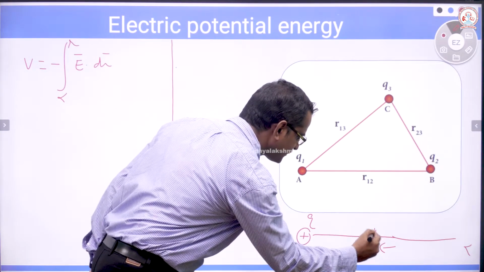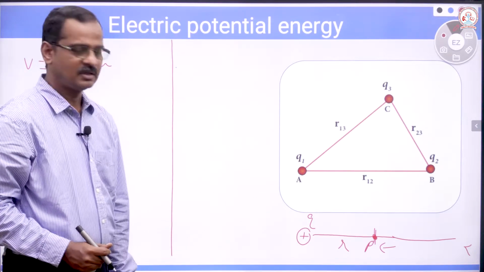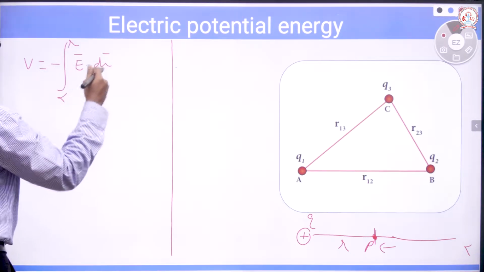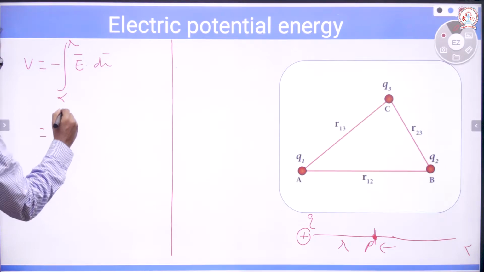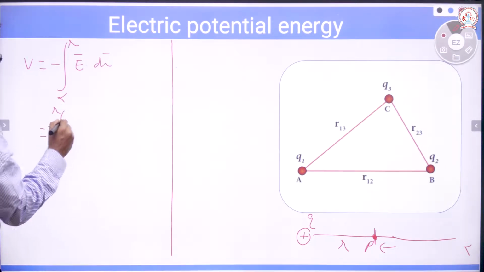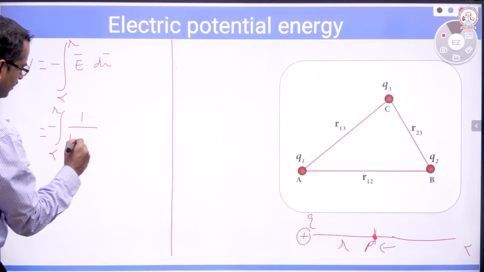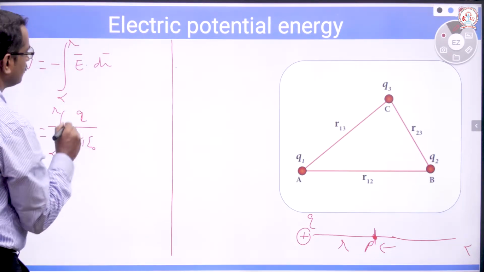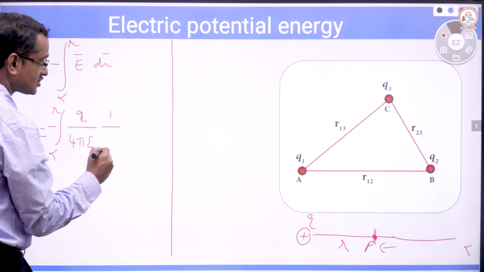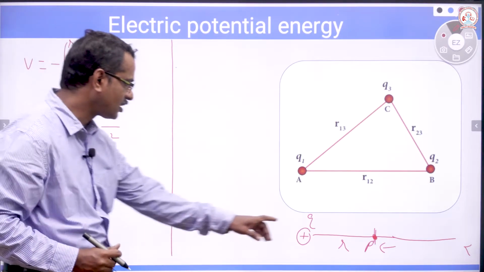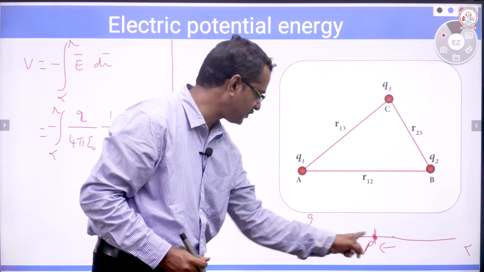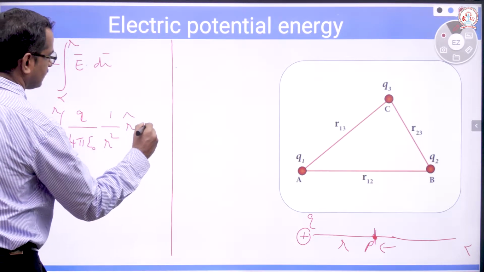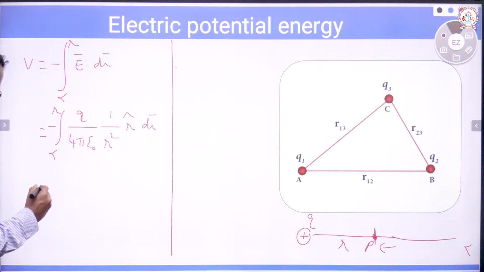Imagine the point P is at a distance R from the charge Q. V is equal to the integral from infinity to R of minus E vector dr. That is equal to the integral from infinity to R of the electric field, 1 divided by 4 pi epsilon naught, Q, and 1 divided by R square, because we are moving the charge from infinity to the point P, which is at a distance R, therefore R square, R cap unit vector, dr vector.